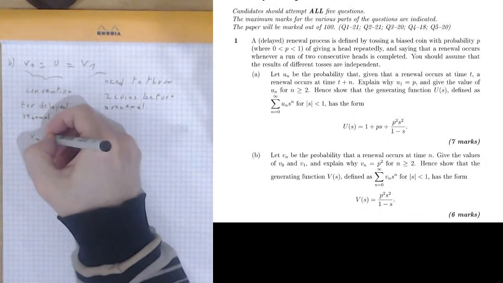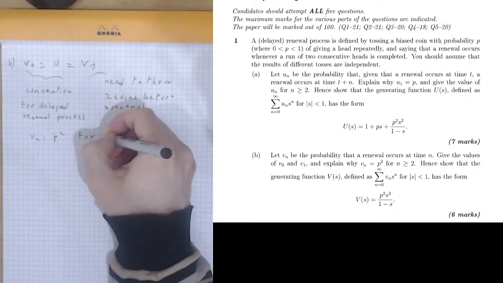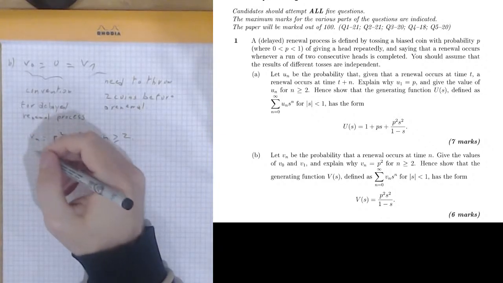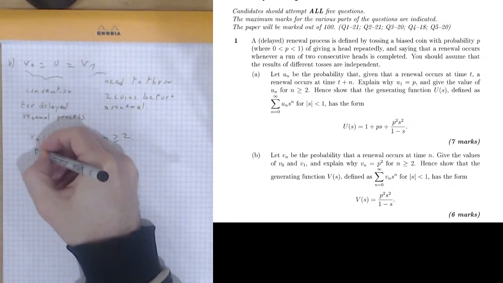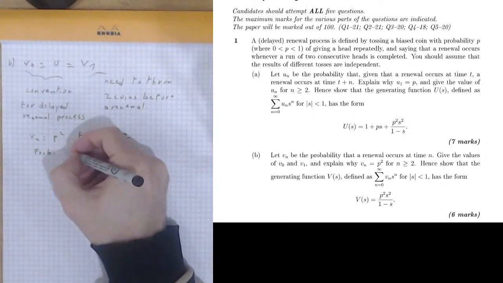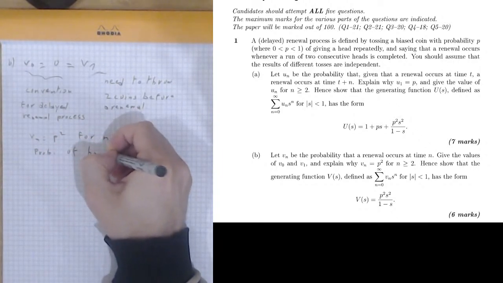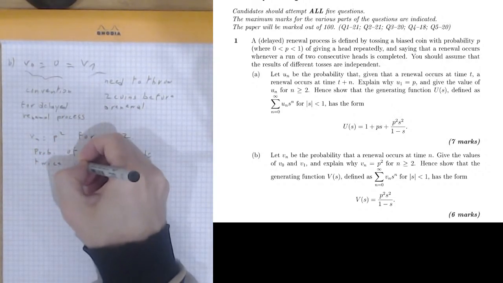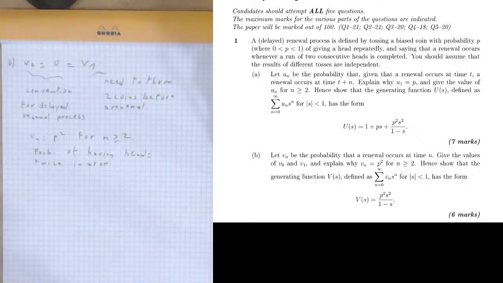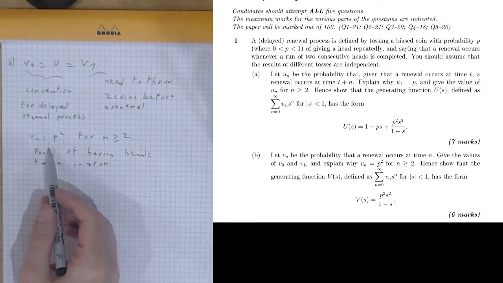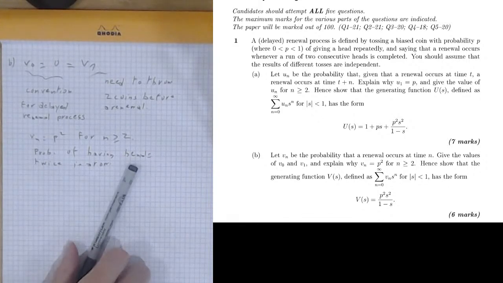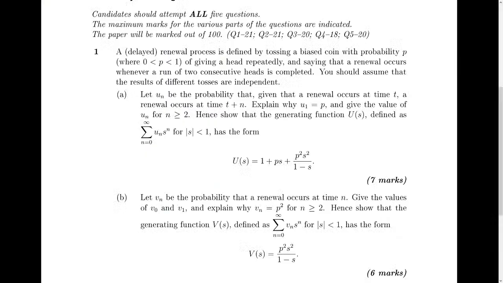And of course, Vn equals p squared for n bigger than or equal to 2. Why? It's just the probability that you throw two heads in a row, the probability of having heads twice in a row. So from this p squared, the same calculation I just did gives us the value v of s equals p squared s squared divided by 1 minus s. At that point, there's no difference.